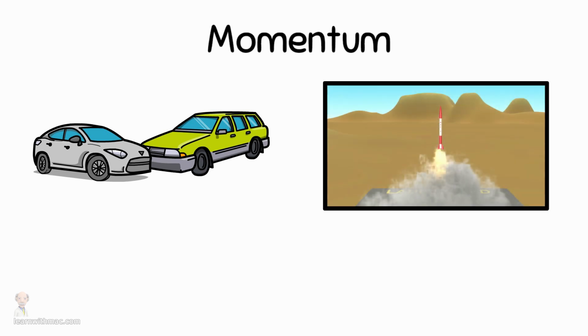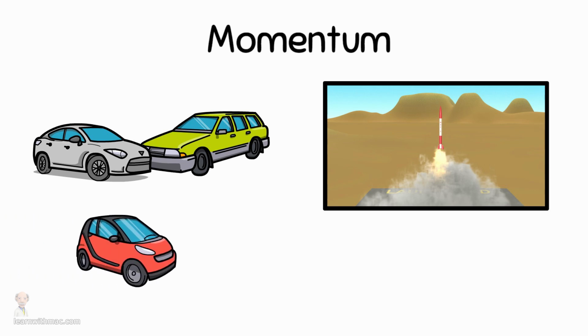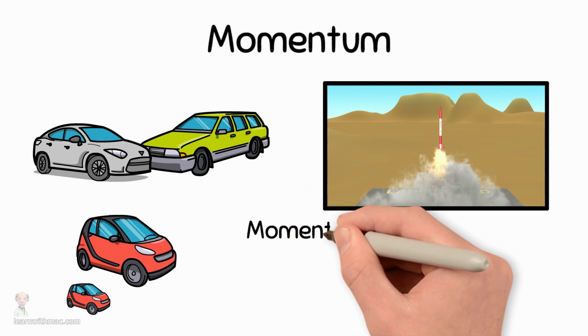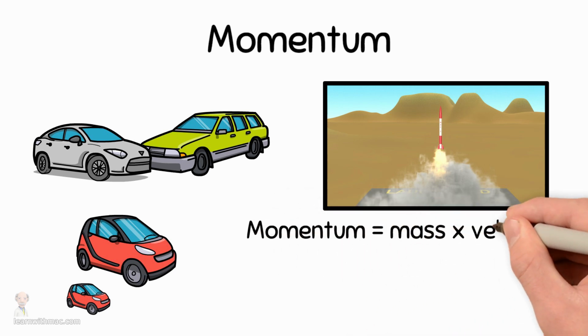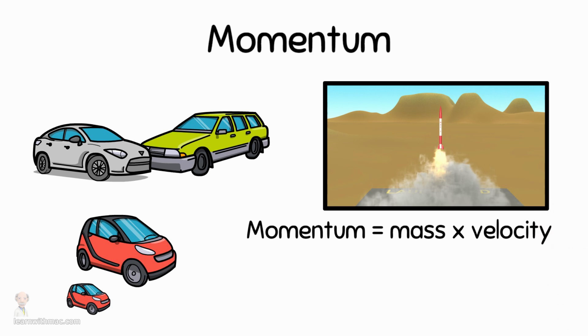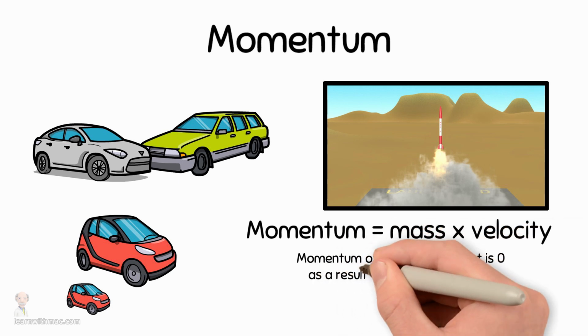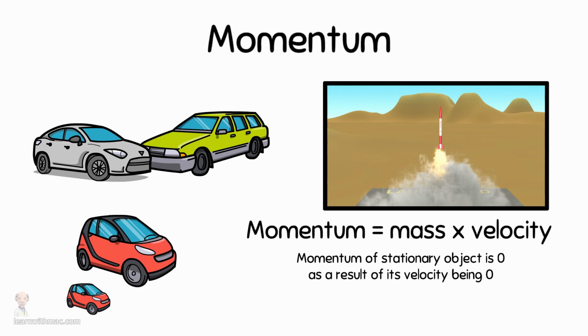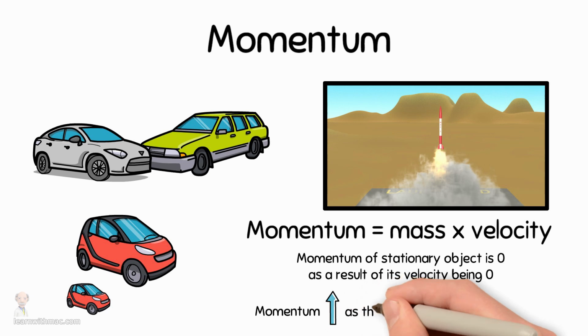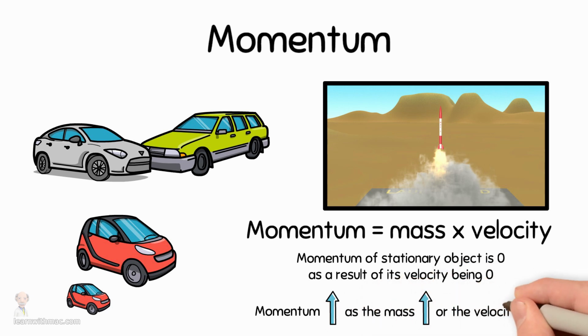Momentum of an object is influenced by its mass and its velocity. It has to have both to have momentum. Mathematically, we express momentum as the mass of the object times its velocity. So from this you can see the momentum of a stationary object is zero as a result of its velocity being zero. And you can also see the momentum increases as the mass increases or the velocity increases.